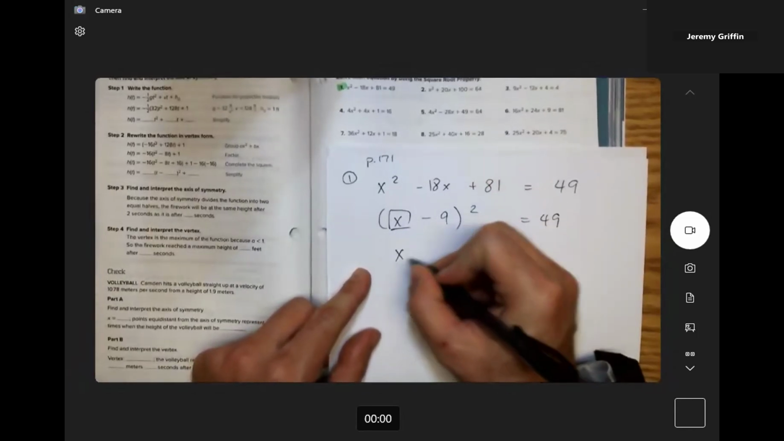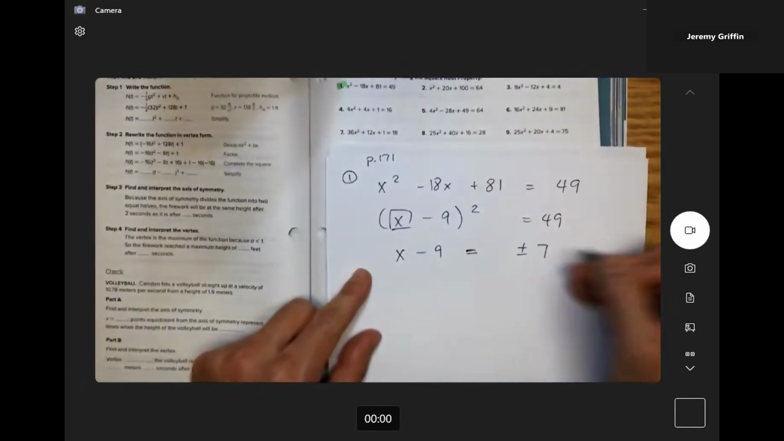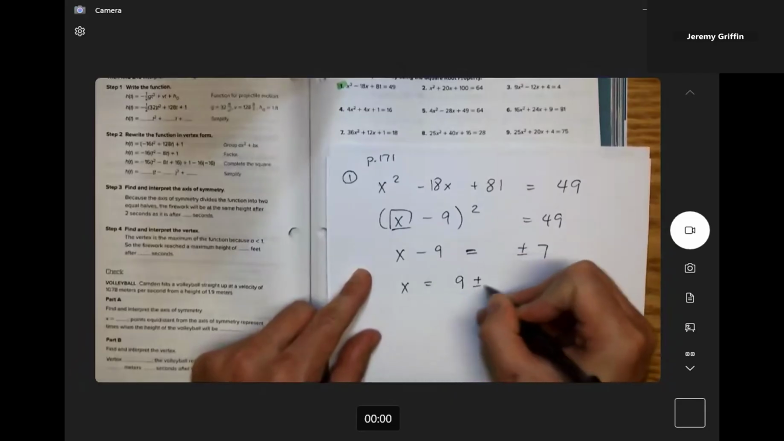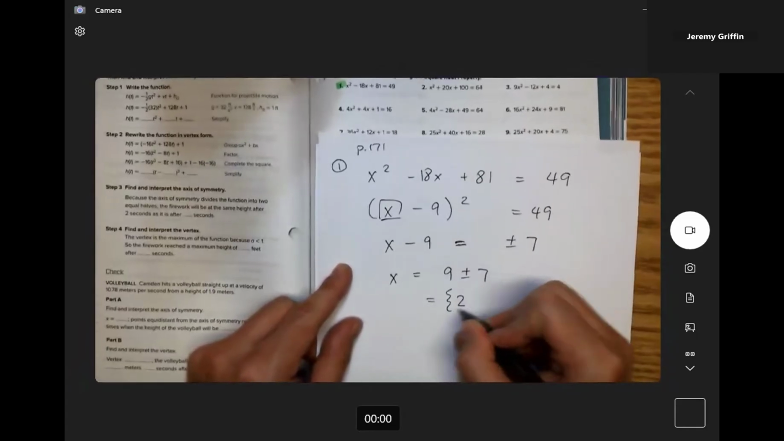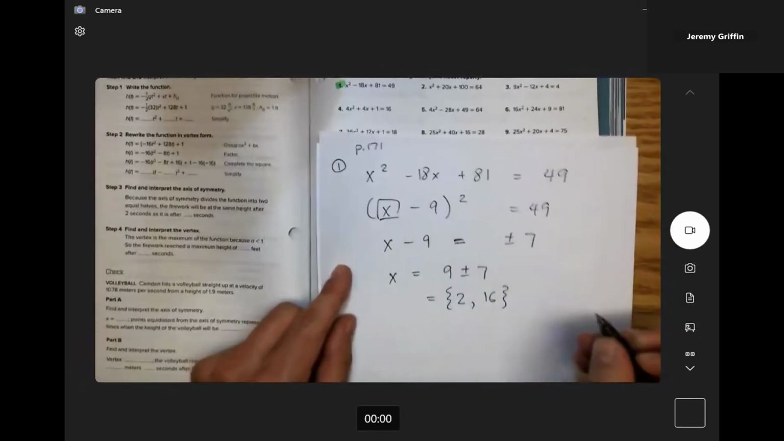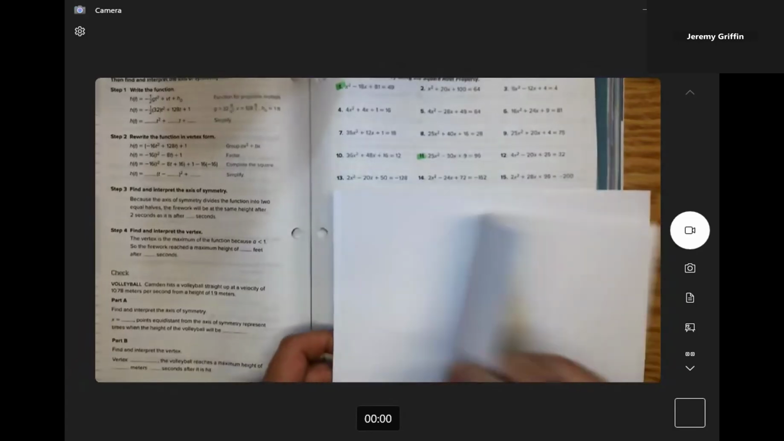Square root both sides. X minus 9 equals plus or minus 7. Right? Square root of 49 is plus or minus 7. X equals, and then add over 9, 9 plus or minus 7, which equals, well, 9 minus 7 is 2, and 9 plus 7 is 16. So x could be 2 or 16. There you go.